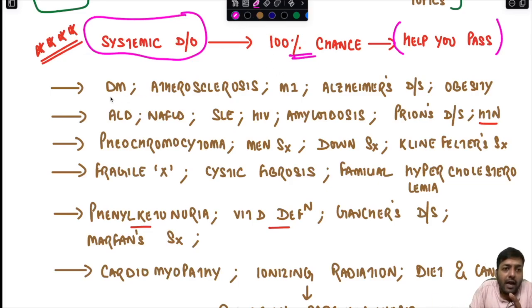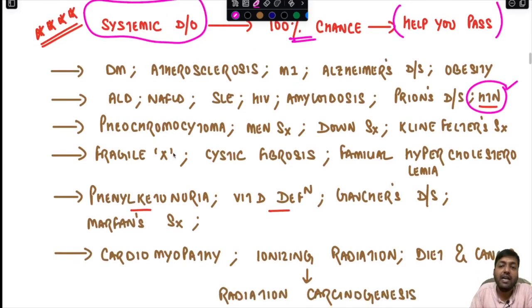Diabetes mellitus, atherosclerosis, myocardial infarction, Alzheimer's disease, obesity, alcoholic liver disease, non-alcoholic fatty liver disease, SLE, HIV, amyloidosis, prion disease. What is not covered in the lists that I have shared in the groups: hypertension has been missed out. So please, if you have not covered hypertension, please cover hypertension. That has been covered in our application as well.